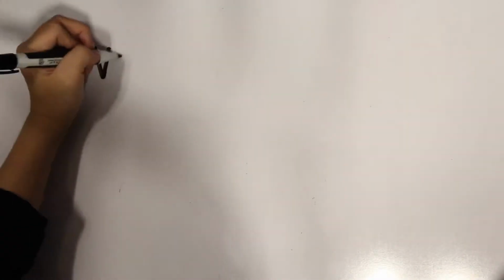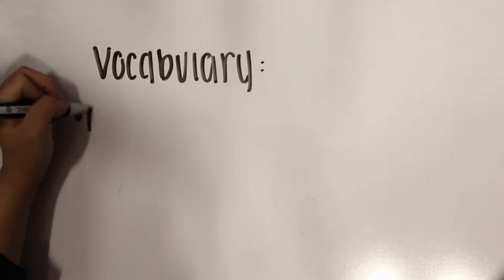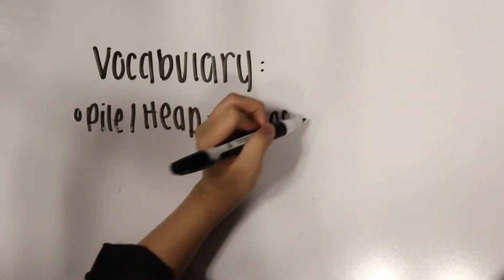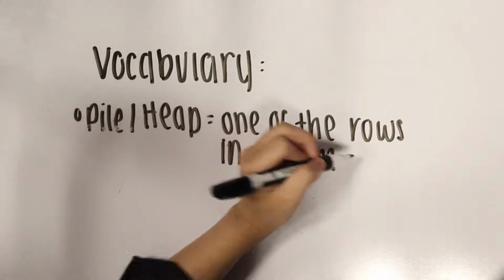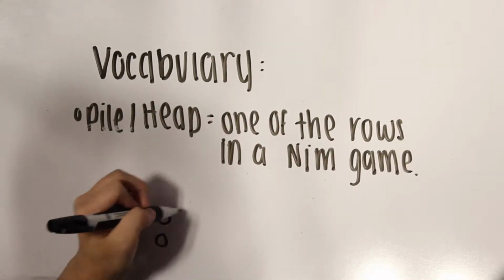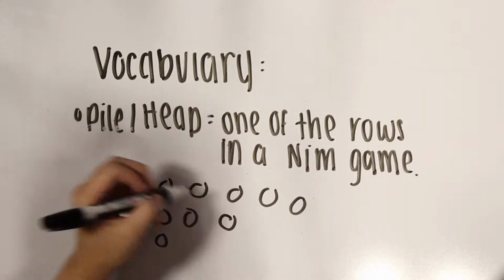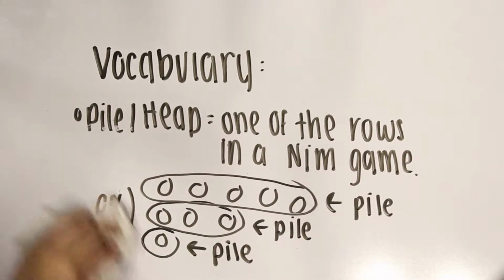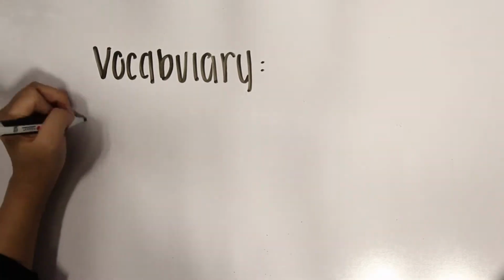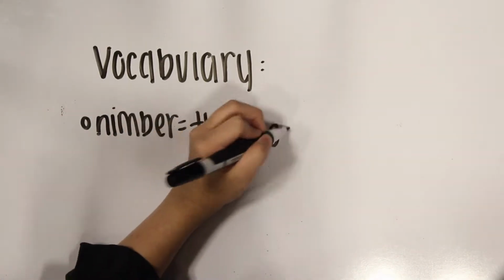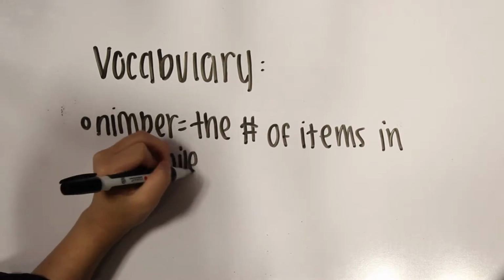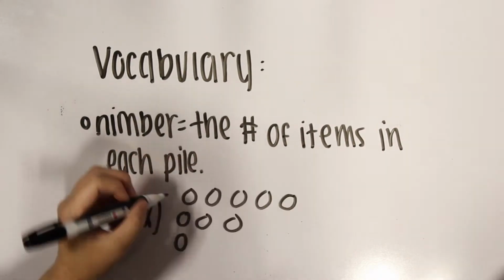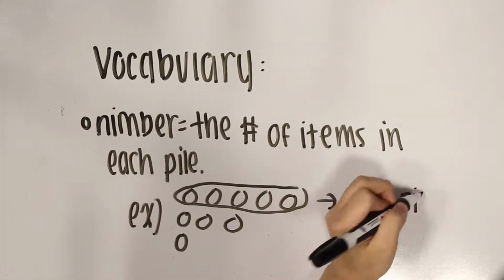Before we start playing, it is important to review a few words that are used frequently throughout the game. First is the pile or heap, and a pile or heap is one of the rows in the game of NIM. For example, each of the groups of circles that are circled is one pile or heap. The next word is the number, and the number is simply the number of objects in each pile or heap. In this example, the topmost pile, number, is 5.